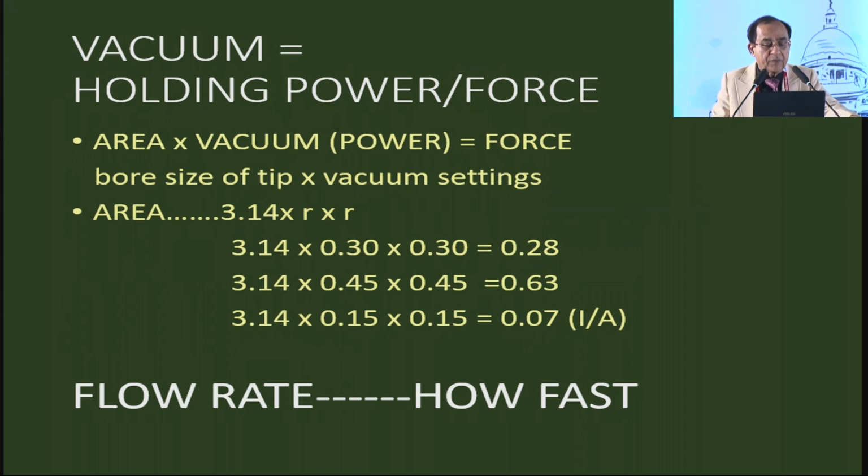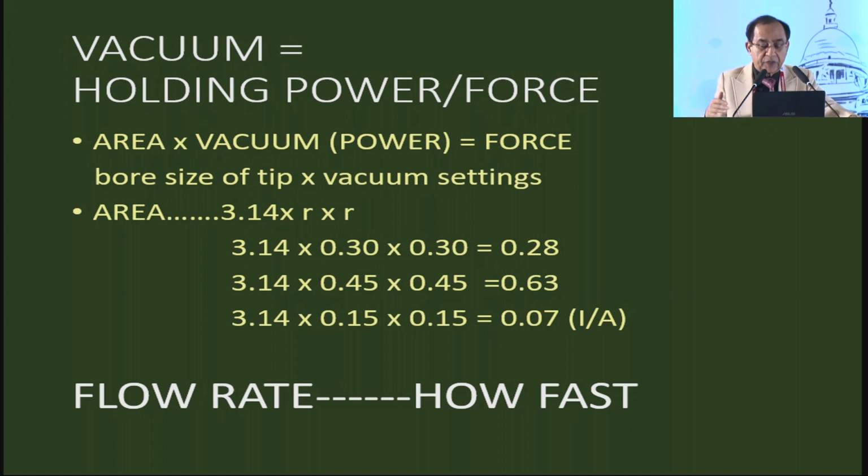When we talk of vacuum, vacuum decides how much holding of the nucleus there will be. As we know, the force is vacuum into the area. That means if the tip size is 0.3, then 0.3 into 0.3 into 3.14 is 0.28. And if you make the tip size 0.45, the holding power becomes double. So wherever you need a very strong holding, you need a bigger opening. Like in a hard cataract, you need a regular tip instead of a micro tip.